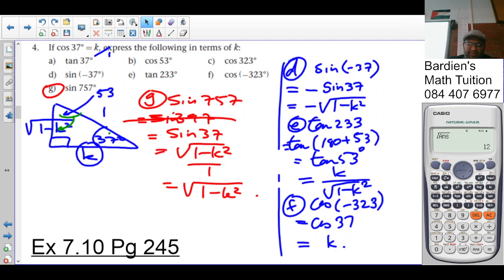So 3 graphs, revision, this means it's grade 10 work. For tomorrow, I want you to do exercise 6.1. You need to do it to see what the issues are. Exercise 6.1 is on page 188.